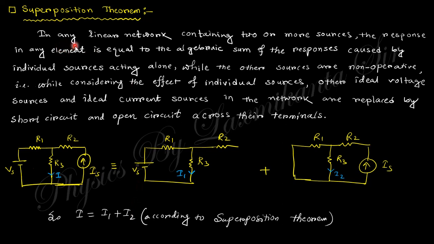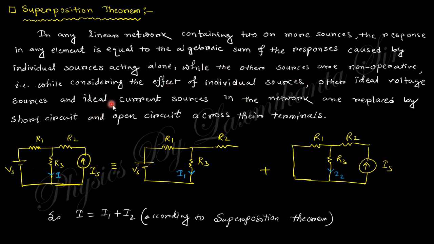This states that in any linear network, meaning V equals IR, containing two or more sources, and these sources can be voltage sources or current sources, the response of any element is equal to the algebraic sum of the responses caused by the individual sources. If you add the algebraic sum of these two individual effects, you will get the combined effect, while the other sources are non-operative.